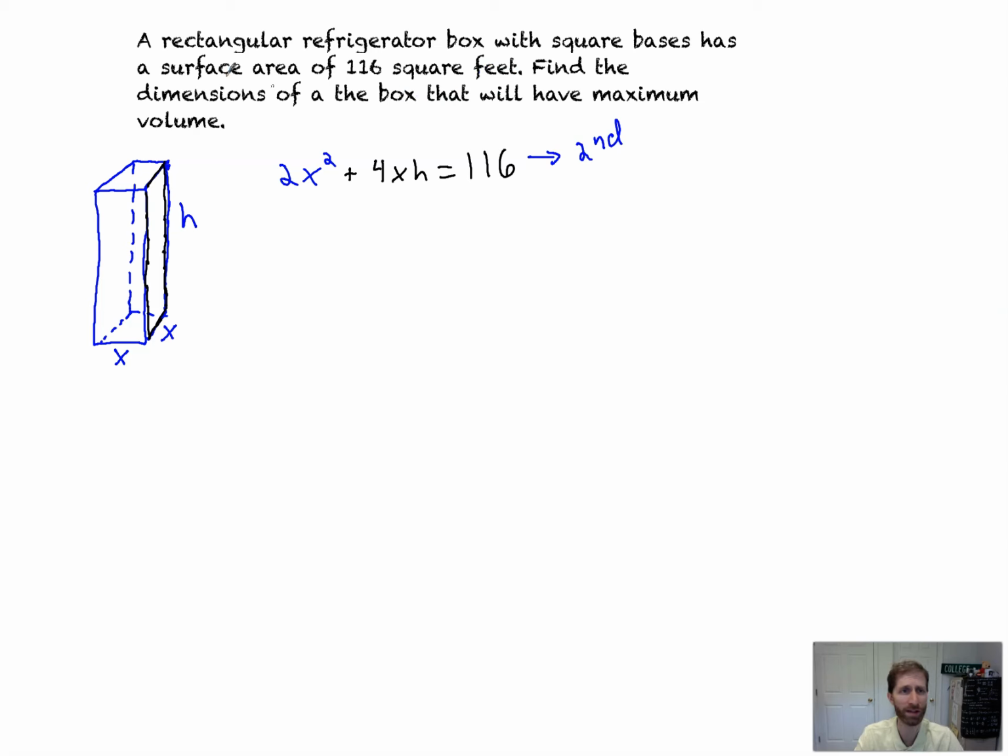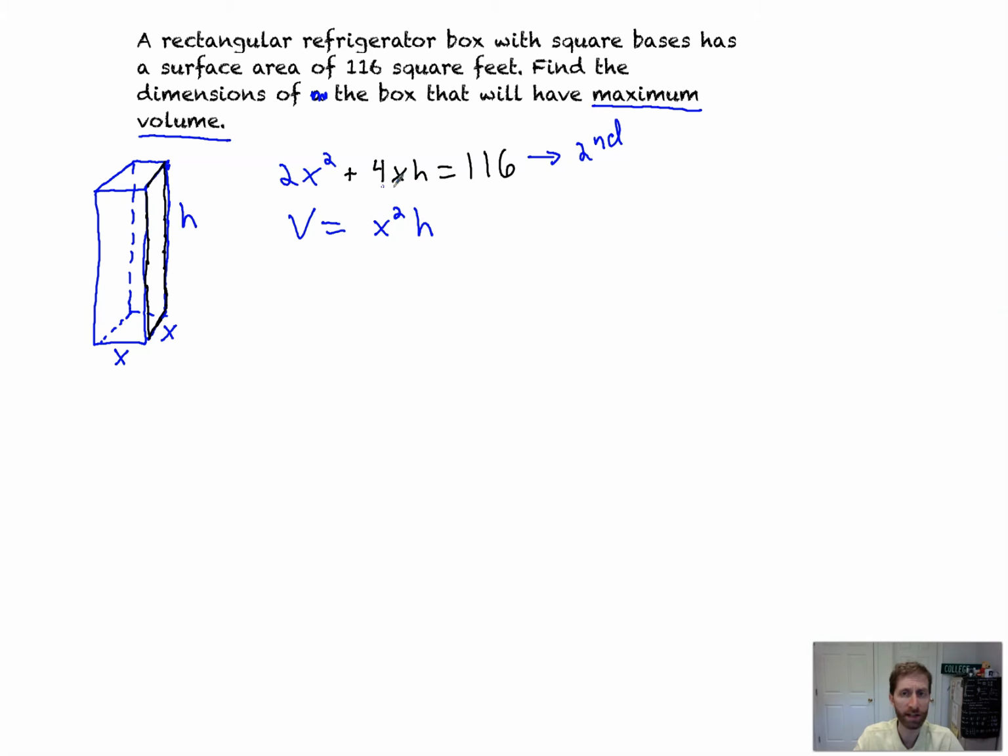Well, what's our primary equation? It says find the dimensions of the box. That's great. Of the box that will have maximum, we're looking for maximum, volume. So that's our primary equation there. So what's volume? Volume would be equal to length times width times height, or x times x times h. X times x is x squared times h. Nice. Okay, we have a decision to make here.